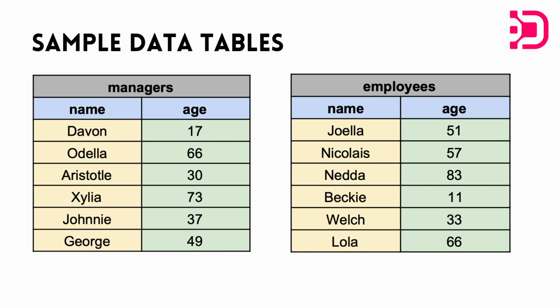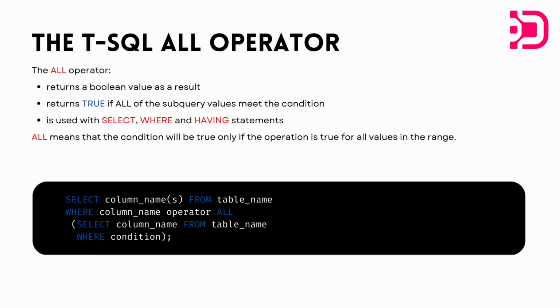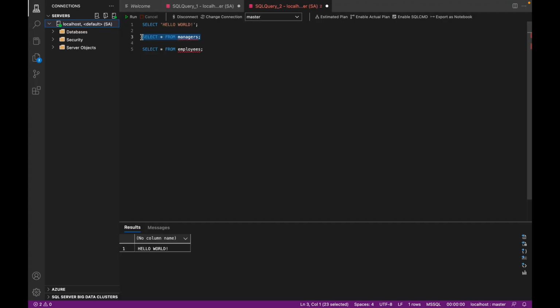So let's look at the ALL operator. I've put the syntax down for the ALL operator: it's basically SELECT a column name FROM a table name WHERE a column name, then you use the operator ALL, and inside brackets you can use a subquery to specify the return values that you need to compare against. It'll become more clear once we dive into the demo. So let's dive right in.